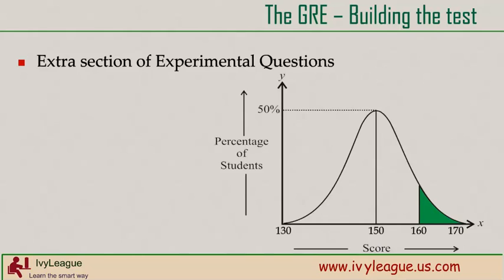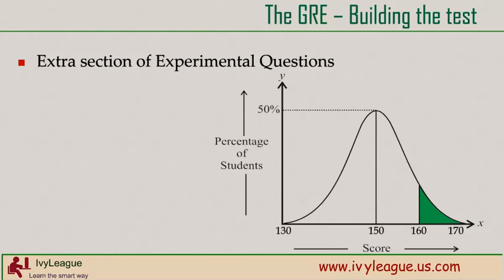Let's understand how the ETS can ensure that 50% of the students will get a score of 150, even before a particular GRE has been taken. Since 1949, when the GRE was started, all students did an experimental section. They did not know which section was the experimental one, and their performance on it had no impact on their score.